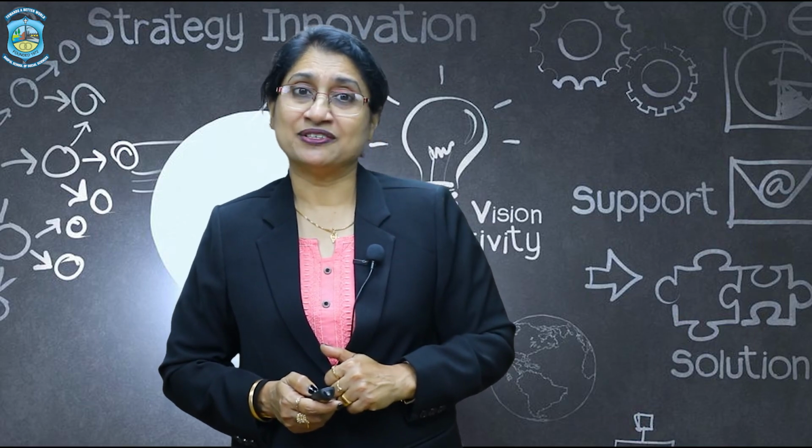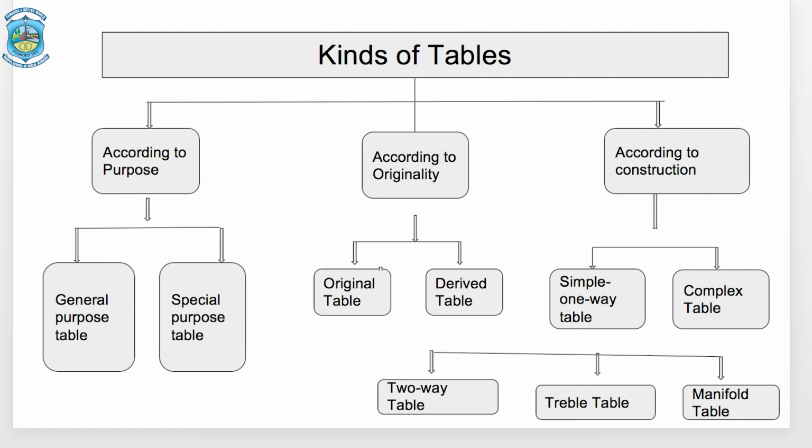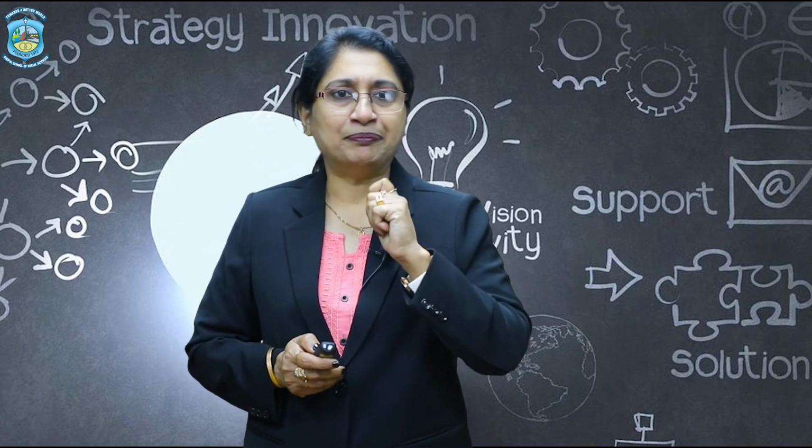If we look at the kinds of tables, according to the purpose, they are divided into general purpose tables and special purpose tables. As per the originality, they are divided into the original one and a derived table. As per the construction, you will find a simple one-way table, then a double or two-way table or a triple table or a manifold table, and the third is a complex table which will have too many variables shown. Let us look at what is meant by according to purpose.